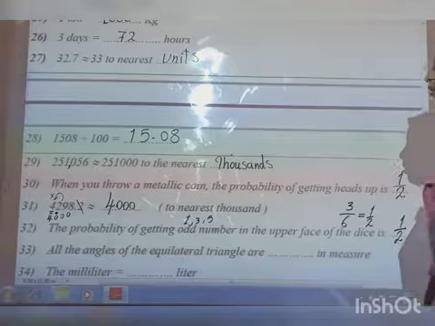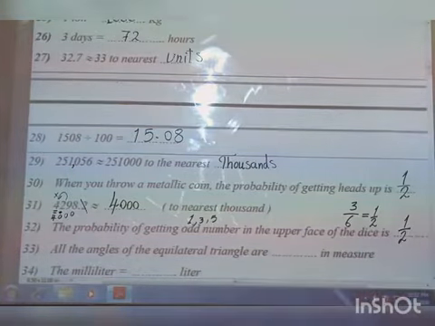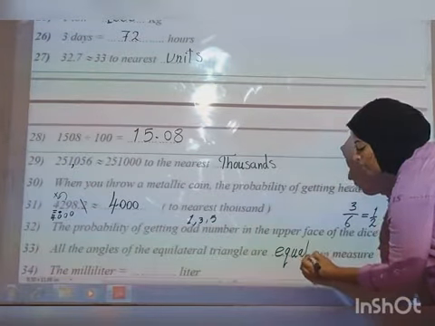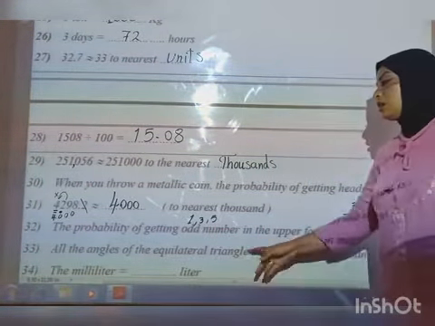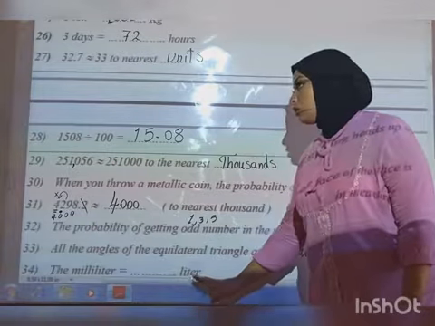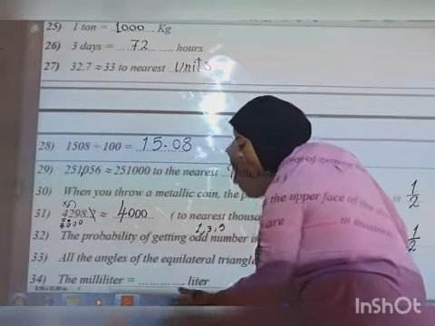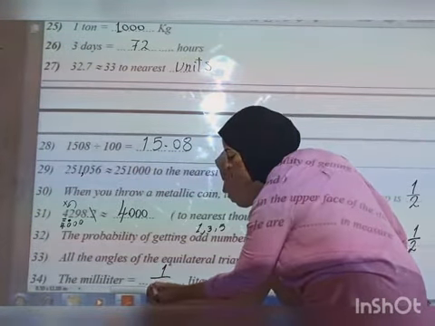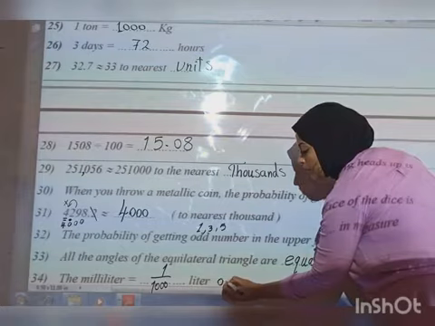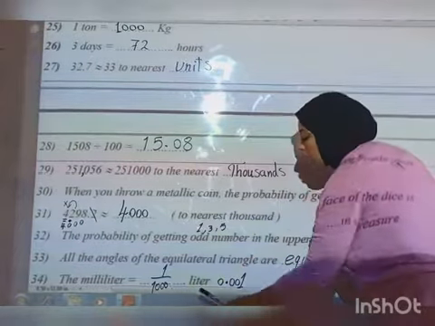Number 33. All the angles of the equilateral triangle are 180... milliliter, or we can write it as 0.001. You can write it in this way or in this way.